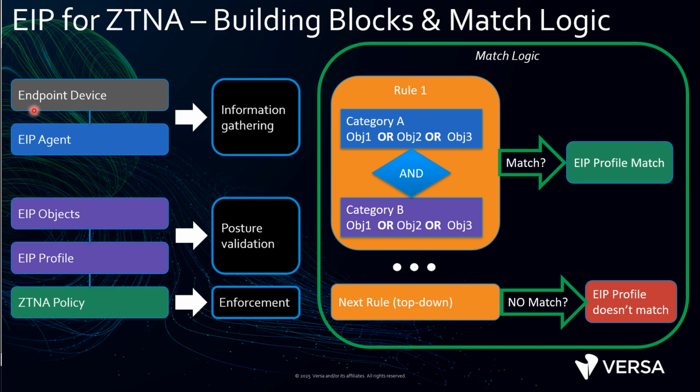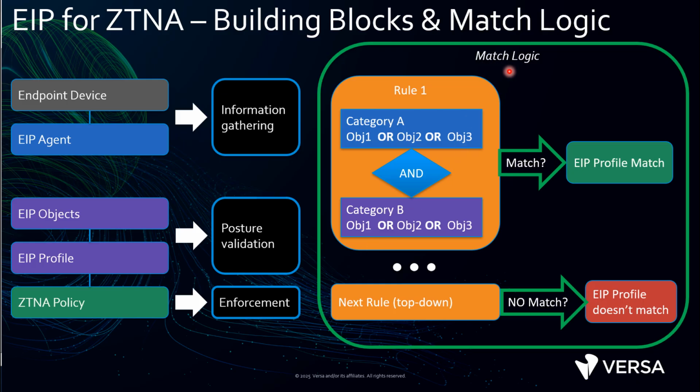Within EIP feature, we have endpoint device and EIP agent, which is running there as part of Versa VSA client software. It is our information gathering. We have EIP objects and use them to build our EIP profile, which comprehensively defines how our endpoint device posture should look to be compliant with organization policies. Finally, we have our Versa SASE gateway with ZTNA policies, and it will validate if received information from the agent matches the configured EIP profile and do ZTNA policy enforcement accordingly.